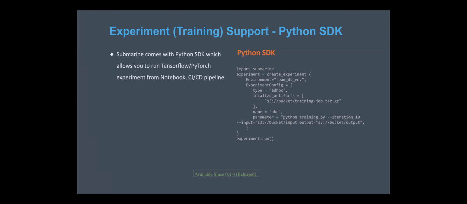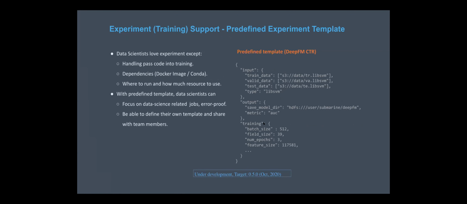This is already available. And there's one common pain we see from users we talk to. They really like to run offline experiments, except they find trouble passing the code into training, and they also don't want to handle the dependencies, like which Docker image or Conda image to use to run the training job, and where to run and how much resource to use. So they really struggle to understand this.